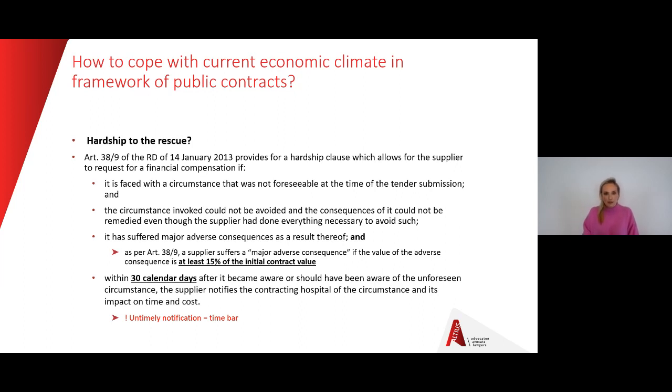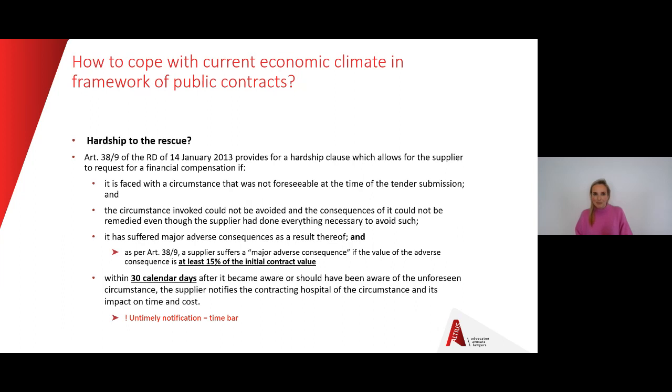Whenever you see a trend arriving in the market, such as inflation, or whenever you've been made aware in the newspapers of another indexation round, etc., or the rise of energy prices, you should always notify the contracting authority, the hospital, timely, being within 30 calendar days from the moment from which you've been notified thereof, because otherwise you will not be able to claim.